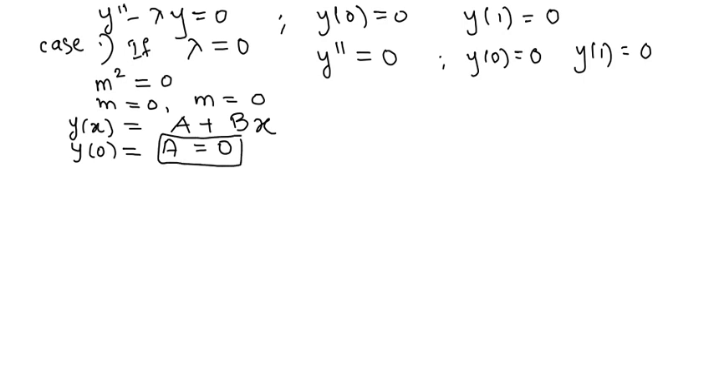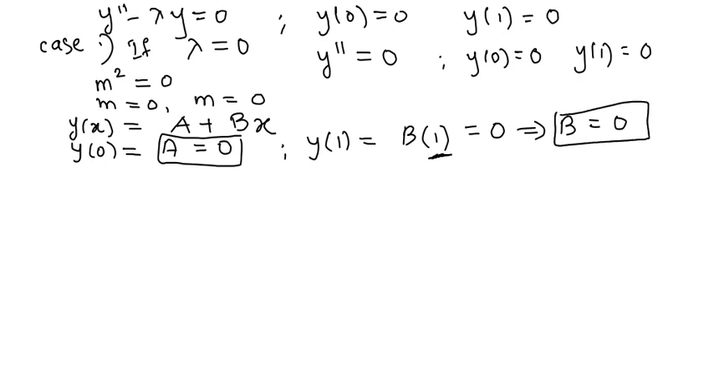Then from the second boundary condition, y of 1 is equal to what? b into 1 is equal to 0. This equation implies b is equal to 0, because this 1 is non-zero, so b has to be equal to 0. Okay, so from here what we get? y of x is 0 plus 0 into x, which is nothing but 0.